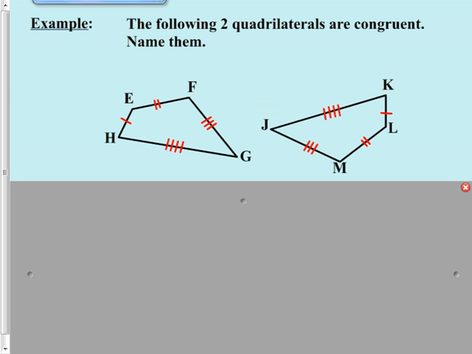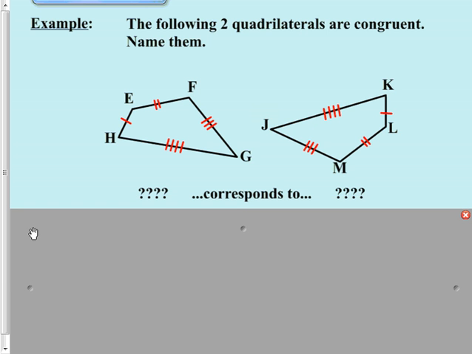Okay, so let's look at another type of example here. The following two quadrilaterals are congruent. Name them. Okay, well, in order to name them, we have to figure out what corresponds to what. Now, clearly, with a quadrilateral, as we've said, it's going to take all four vertices in order to name the quadrilateral, because you have to list them all when it comes down to naming any type of a polygon.